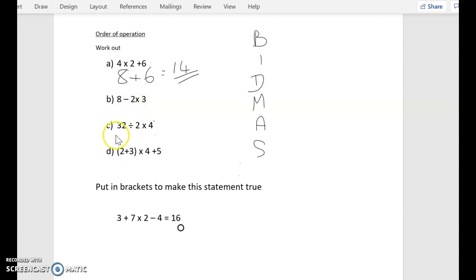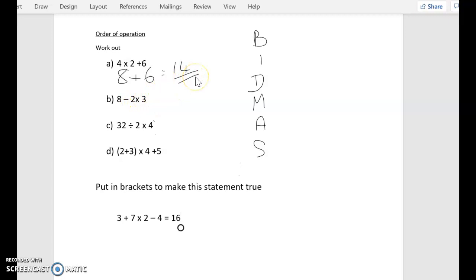Right, looking at B, we've got 8 minus 2 times 3. So we don't just dive in doing 8 minus 2 and then times by 3. We must adhere to BIDMAS. Here, do we have any brackets? No. Indices? No. Division? No. Multiplication? Yes. So we've got this multiplication here.